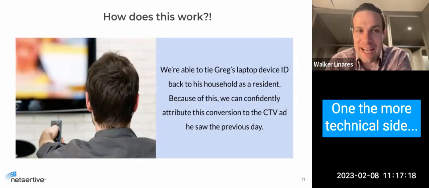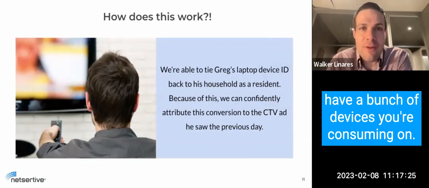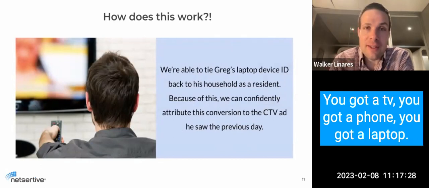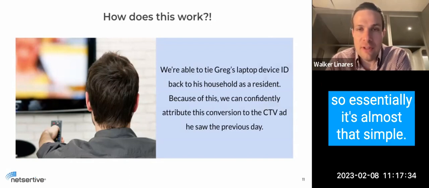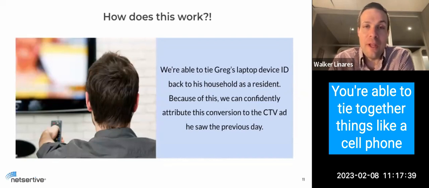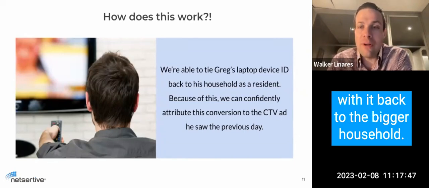The more technical side. So when you look at this ecosystem of digital, you have a bunch of devices you're consuming on. You got a TV, you got a phone, you got a laptop. There's a bunch of different IDs associated with that. And so essentially, it's almost that simple. You're able to tie together things like a cell phone or a laptop and those identifying IDs associated with it back to the bigger household.